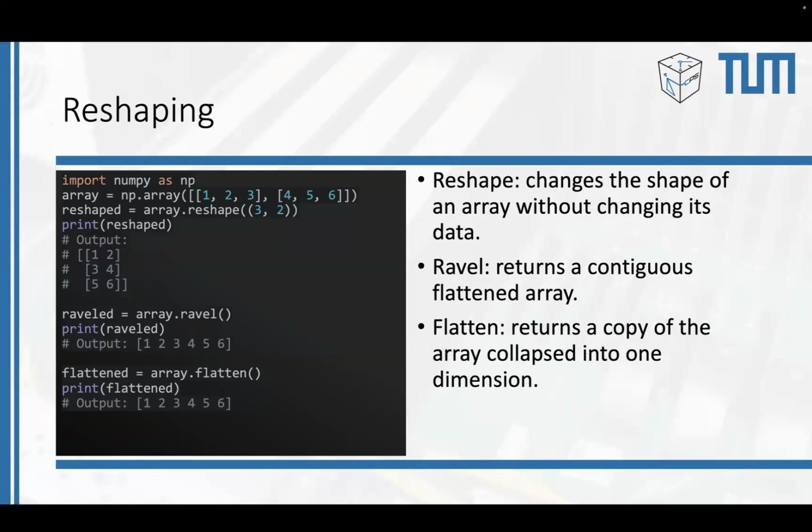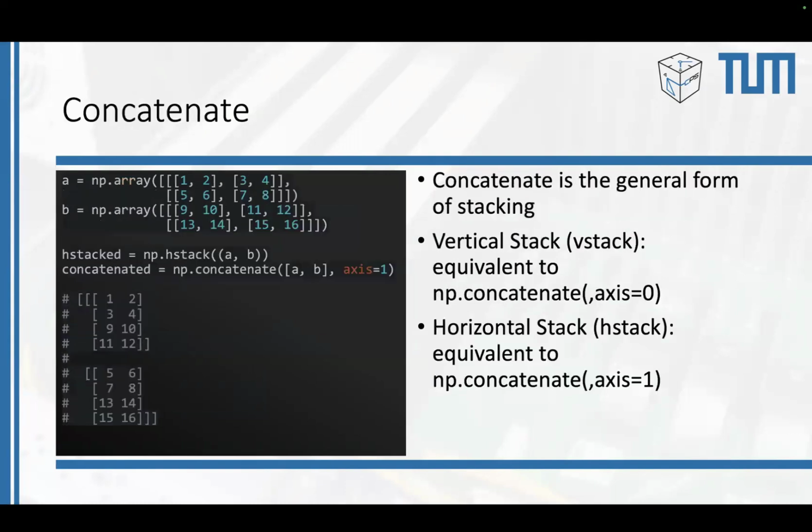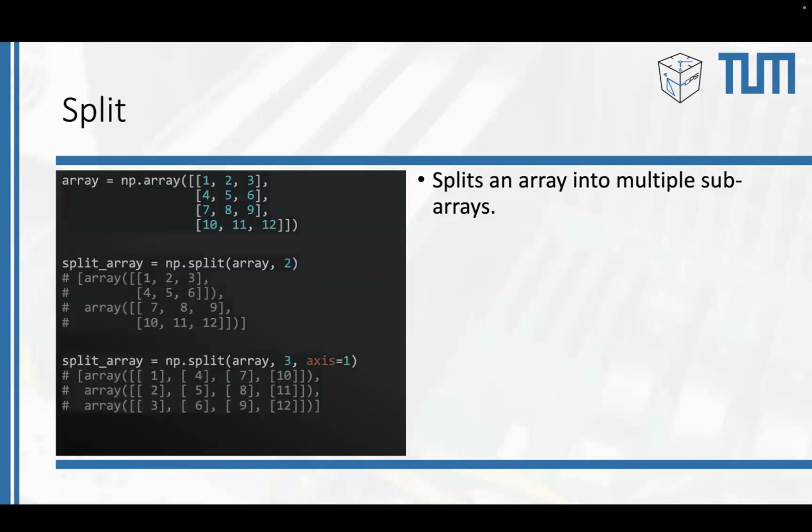Ravel and flatten are basically simple ways to reshape into a one-dimensional vector, nothing else. Stacking and concatenating, basically putting the arrays together. We're seeing this, not much to say about this. By the same token, you can split arrays into multiple arrays, and sometimes it's useful. For example, if you have an array of vectors and you want to actually create a list of these vectors, then you might want to use this.